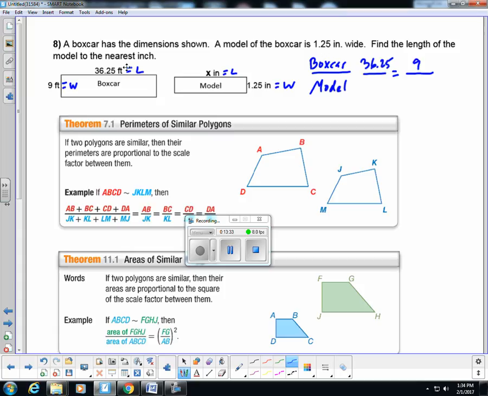Now all the information about the model is going to go in the denominator, but again, here's where order matters. This first ratio has the lengths, so that's why x has to go here. The second ratio has the widths, so that's why 1.25 has to go there. Cross multiply, and you end up with 36.25 times 1.25 equals 9x. You solve that and you get x is equal to 5 inches. And that's what we were trying to find. That's the width, or I'm sorry, that's the length, 5 inches.